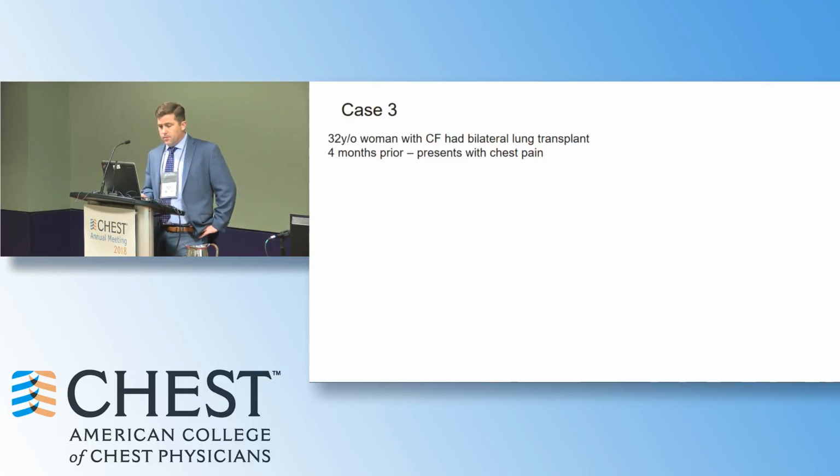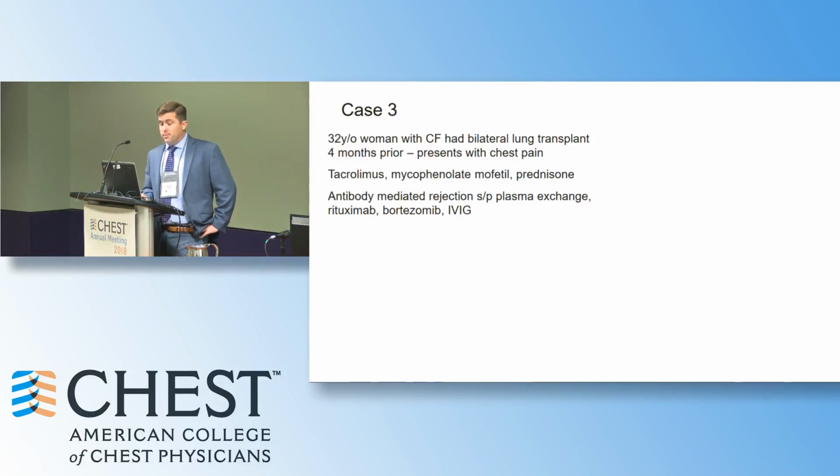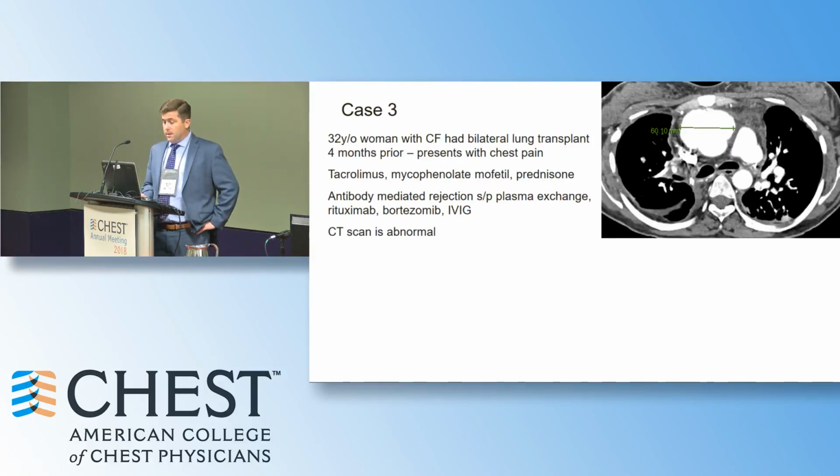Finally, case 3 is a 32-year-old woman with CF who had a bilateral lung transplant 4 months prior to the visit, presents with chest pain, and she's on triple immunosuppression. She had been treated with plasma exchange, rituximab, bortezomib, and IV immunoglobulin for an antibody-mediated rejection just about a month and a half before the presentation. And her CT is abnormal as well.